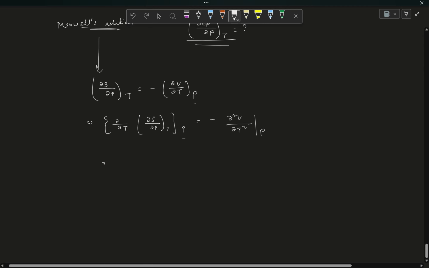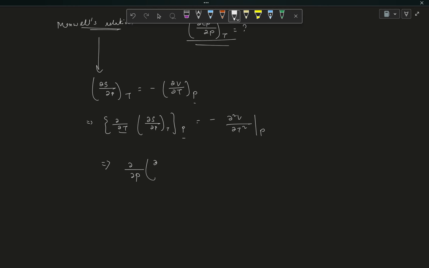Now you can change or swap the variables in the partial derivative in this manner, from a temperature derivative into a pressure derivative. So this is del P of del S del T, where the constant temperature becomes constant pressure, and the constant pressure becomes constant temperature. So this is just equal to minus del 2V by del T2 at constant pressure.